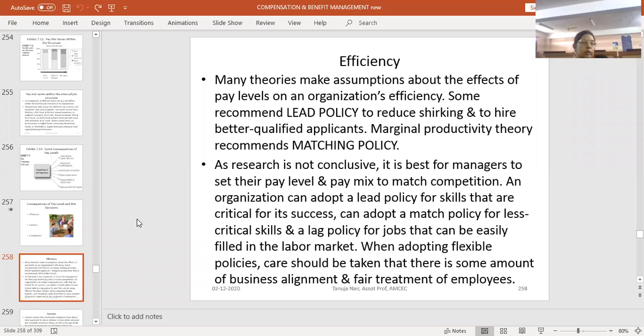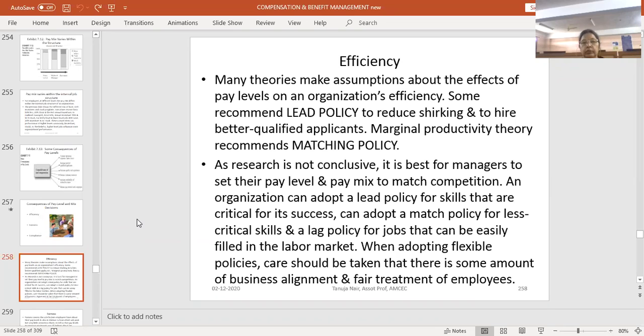For these kind of jobs, they will pay lead policy. That means they will pay more than competition. And for those jobs which are not so critical for the organization's success, like middle level managerial jobs, middle level jobs of the managers of different departments and all, those kind of jobs which are not so critical for the company's success, they follow the match policy. That is, they pay the same as what competition is paying.